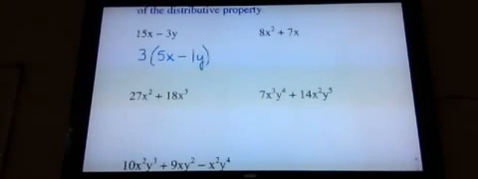Second example, 8 and 7. There's no common number for 8 and 7 other than 1. So there's no number that's going to come out of that one.